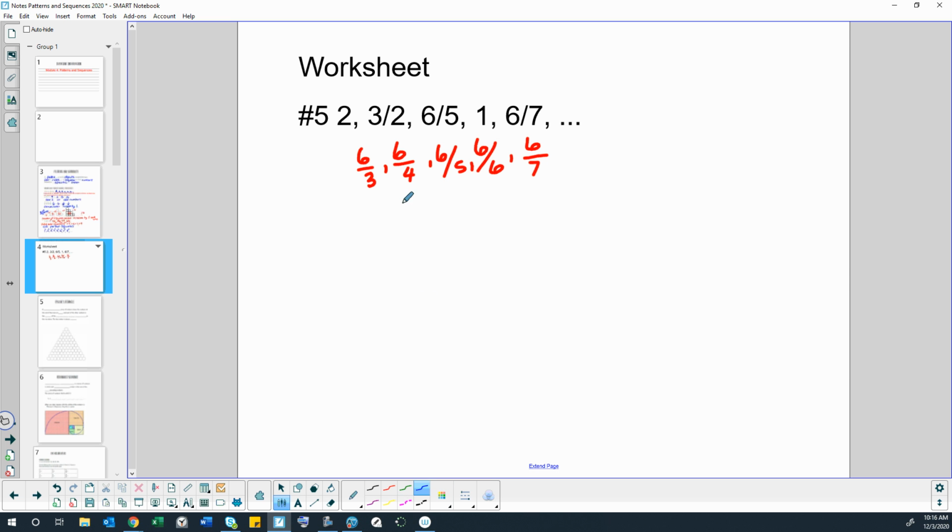So if I was going to explain this, I would say top number is 6, bottom number or denominator or whatever you want to call it goes up by 1. My writing went crazy there for a second. By 1. So what would the next 3 numbers be? 6/8, 6/9.